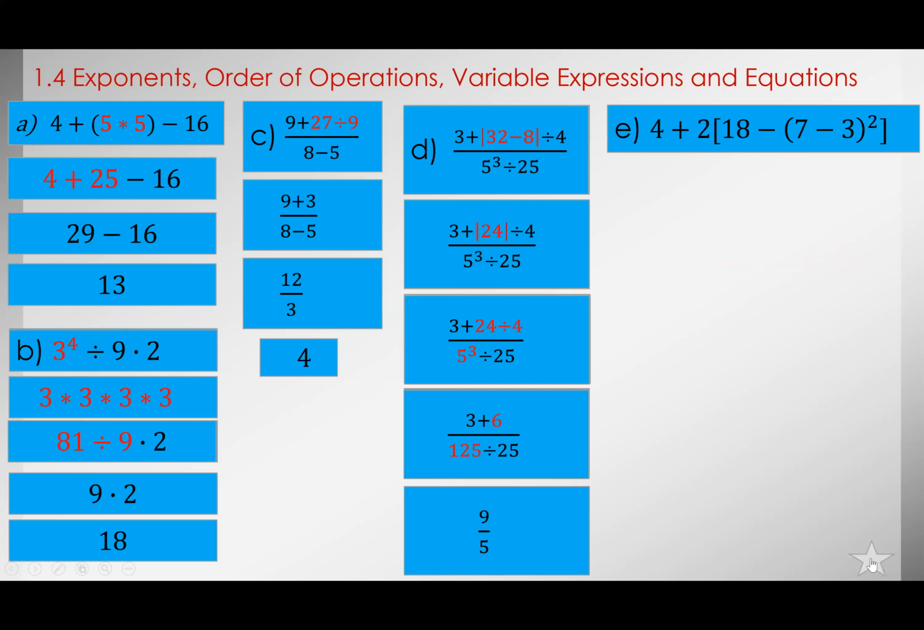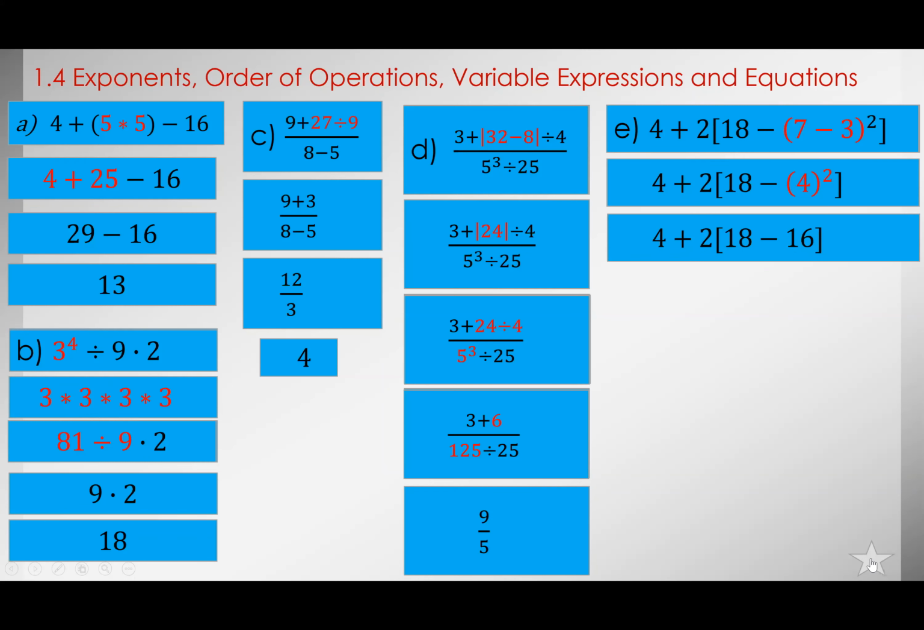So again, looking at this, we know that we need to get rid of the parentheses first. Inside the parentheses, 7 minus 3 will give you 4. Once you have the 4, we have to get rid of the exponent, because the order is parenthesis, exponent, multiplication, division, then subtraction or addition. So you never want to add first, and you never want to subtract first. Those are the last things we want to do.